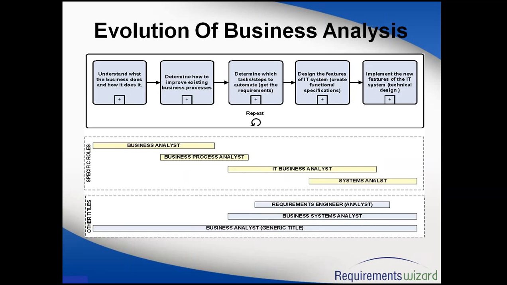So here you can see the different terms we have. We have the term business analyst, business process analyst, IT business analyst. Then we have the systems analyst, requirements engineer, business systems analyst, and the business analyst. So all these 7, 8 different titles, what do you think? Are they the same or different? Now, the answer is both yes and no.